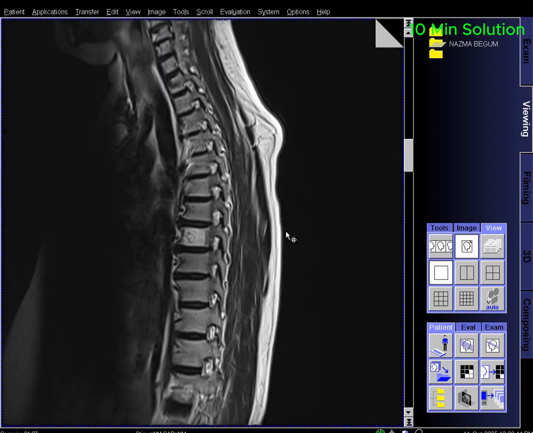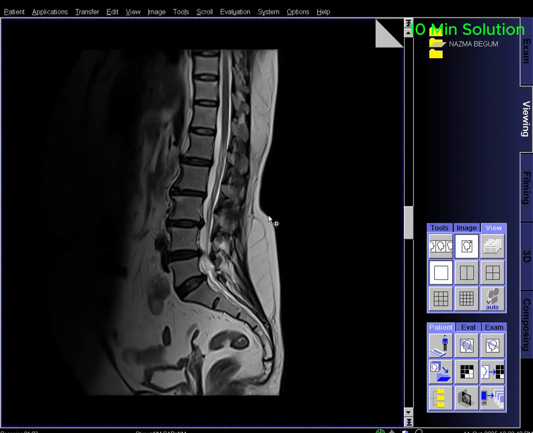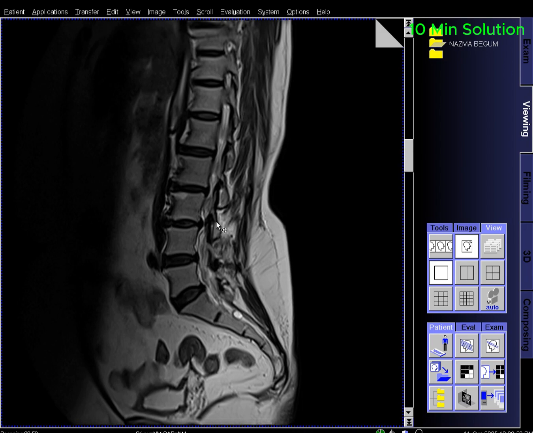By the end of this video, you'll clearly understand how to perform a perfect lumbar spine MRI on a SIEMENS 1.5T or 3T machine.